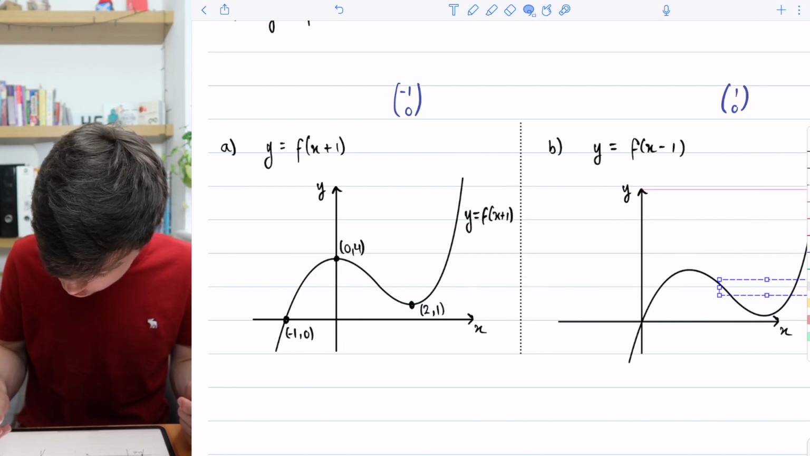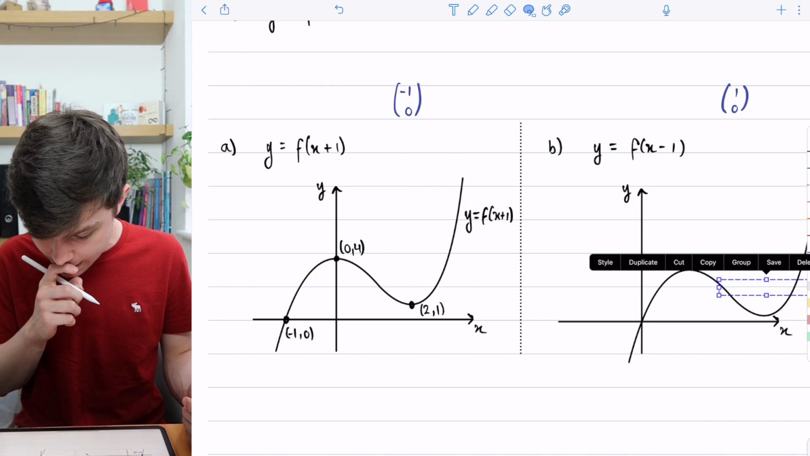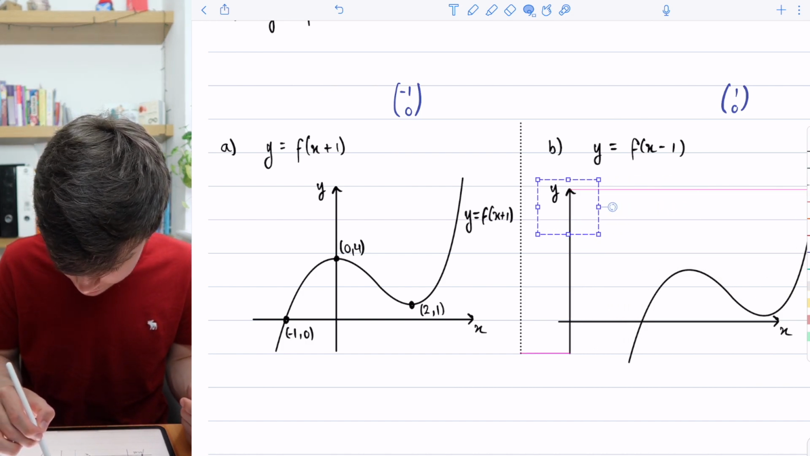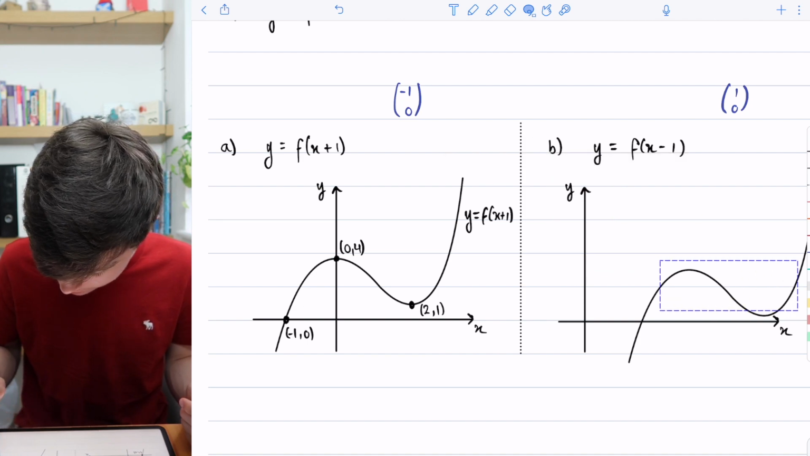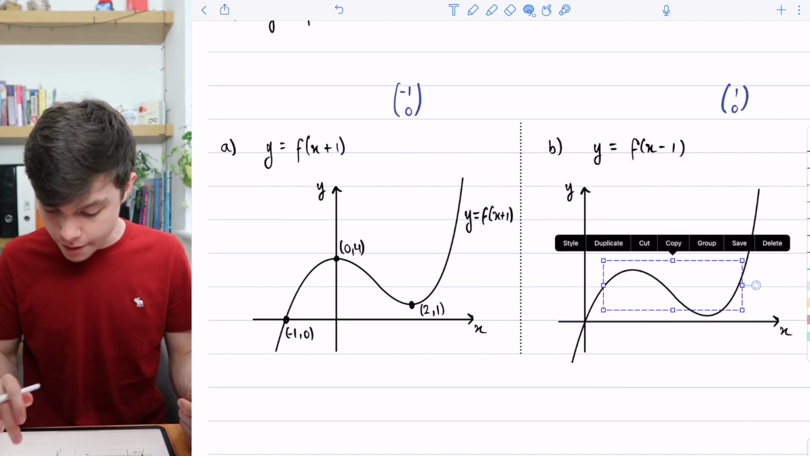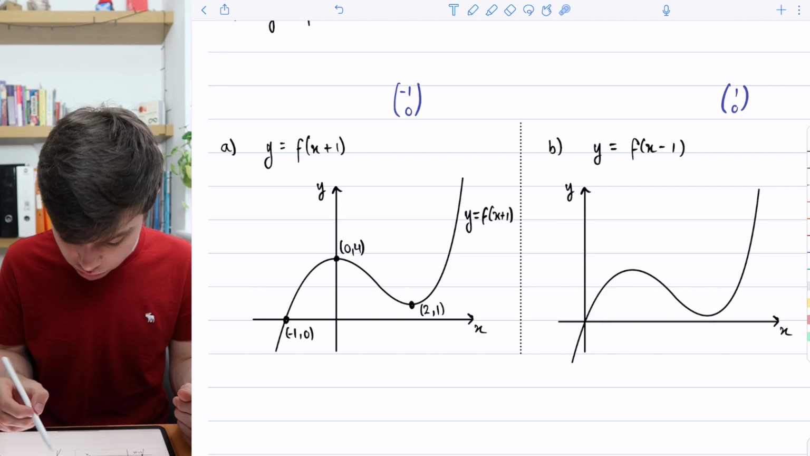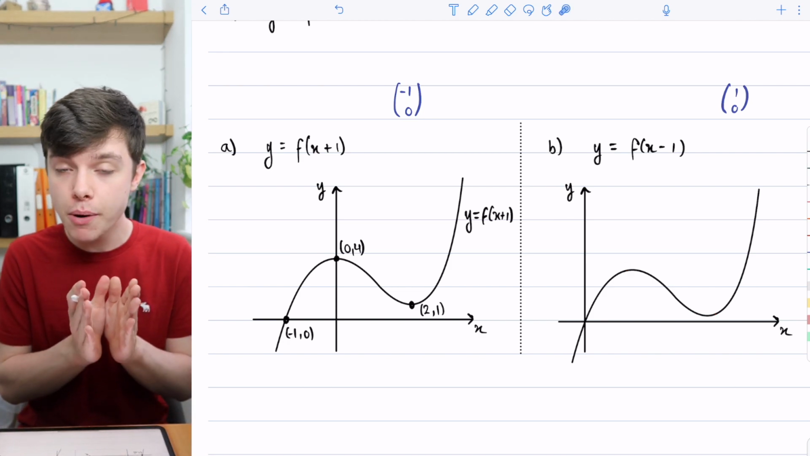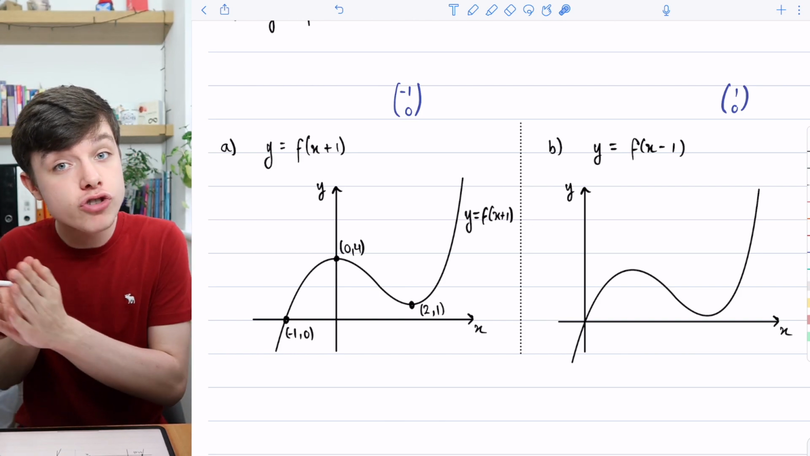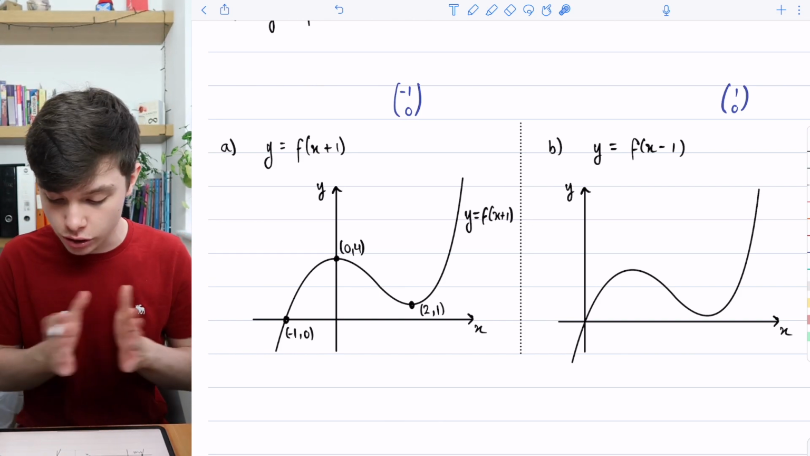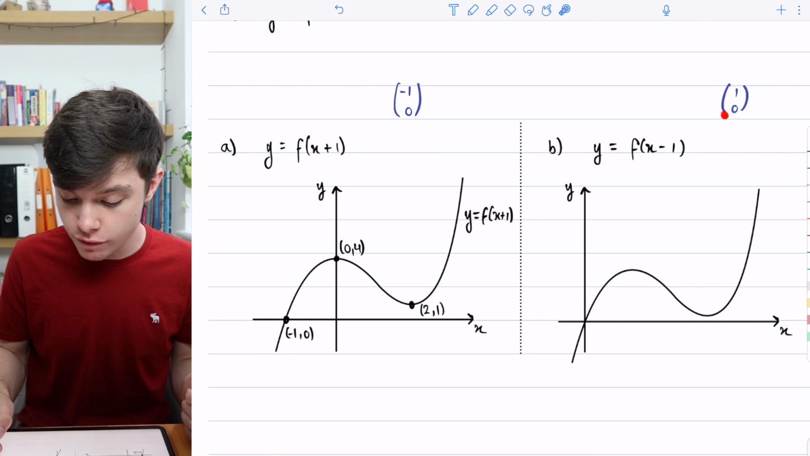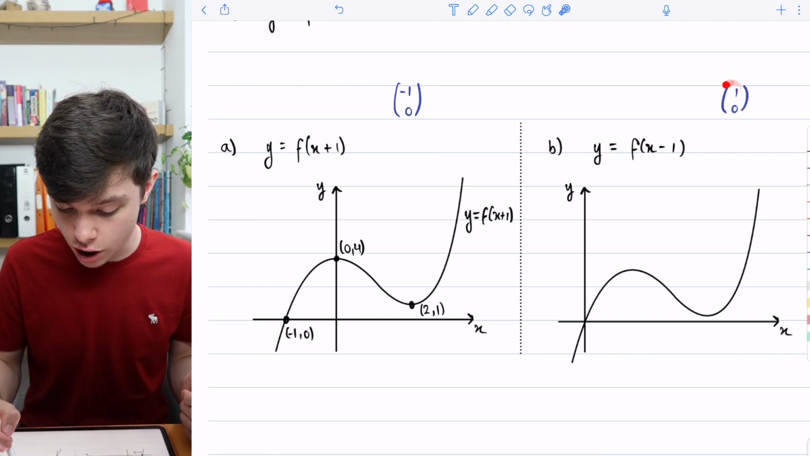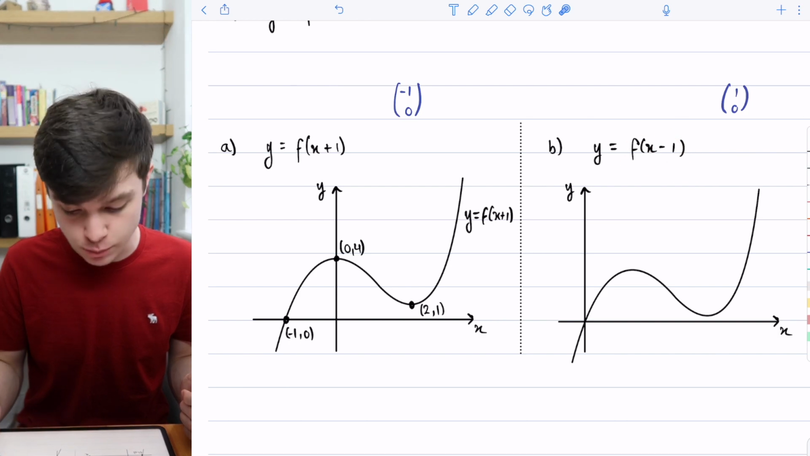The original graph looked like that, okay, and it might actually be quite useful if I move my y-axis over a little bit there, so I can move this graph. There we go. That's how the original graph looked. It crossed through the origin, and we have the 2 turning points there. This time what we want to do is move it 1 to the right in the horizontal direction. There's no vertical translation, it's just horizontal because we've just got the minus 1 inside the bracket.